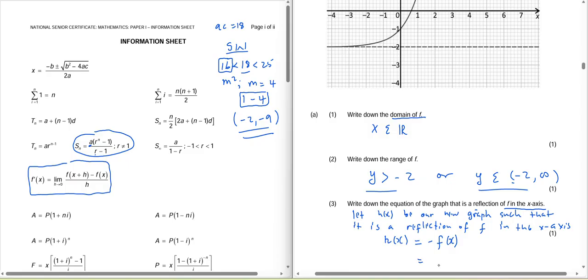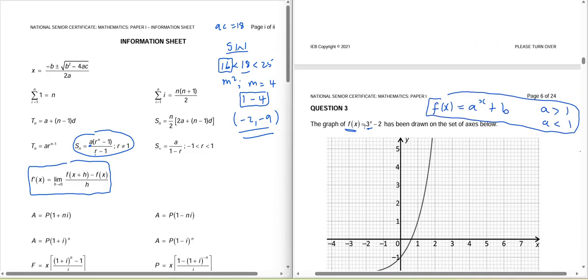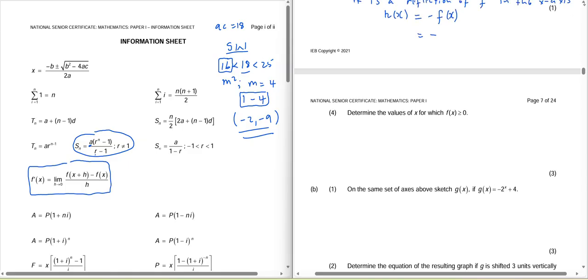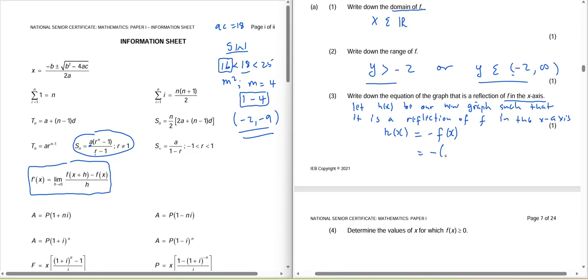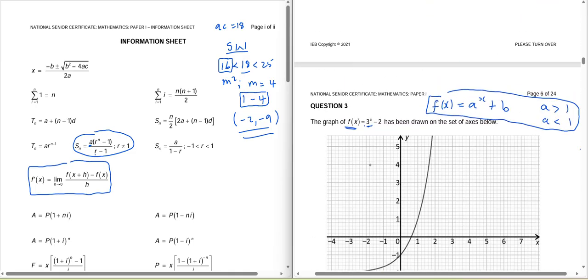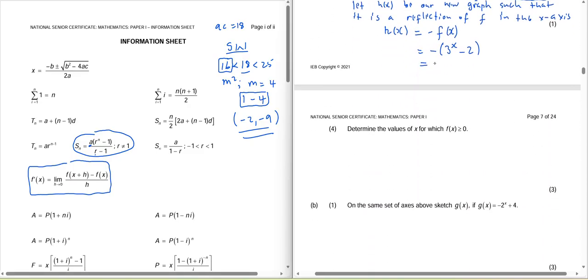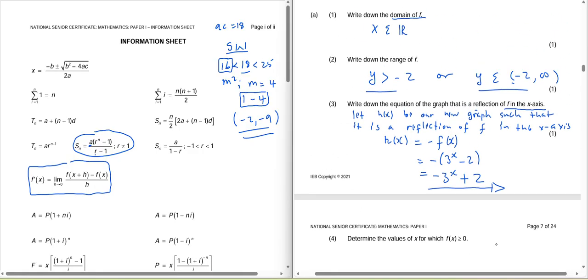Now, for f of x, we just need to put a minus in front. So when you do that, it will be minus 3 to the power of x minus 2, but that was our original one. And then we put a minus to distribute the minus. So we are going to have minus 3 to the power of x plus 2. That's what we have under this problem.